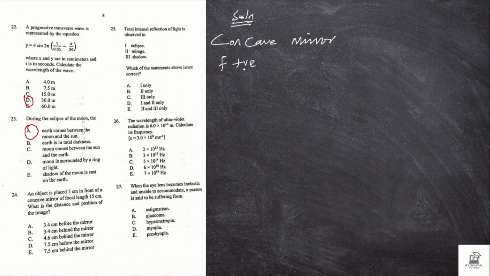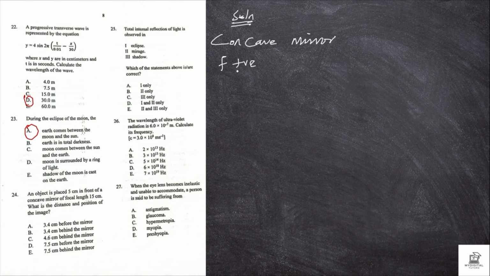So in concave mirror, the only place where you have a virtual image is when you place the object at the principal focus. That is one. And also most of the images formed are always real. Are we together? Good. So now remember that the focal length is positive anywhere you hear the word concave mirror.